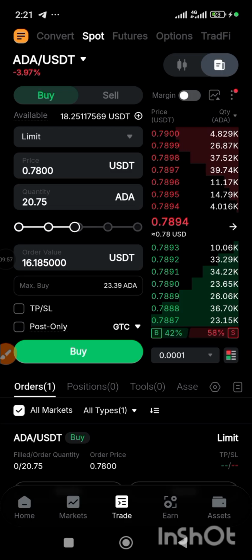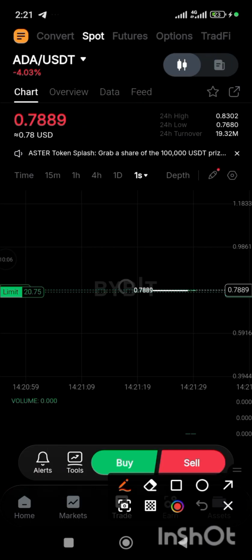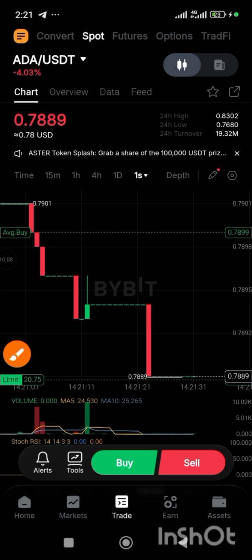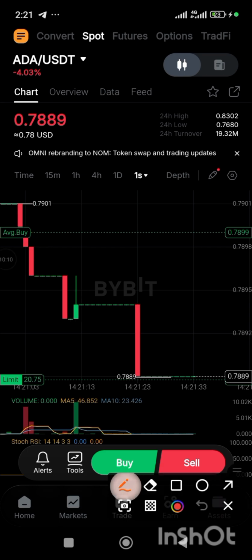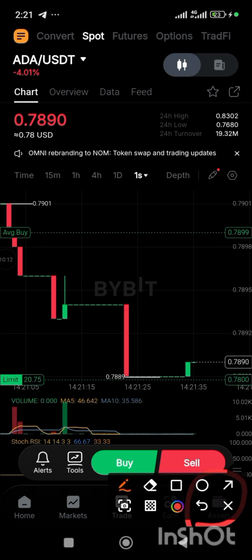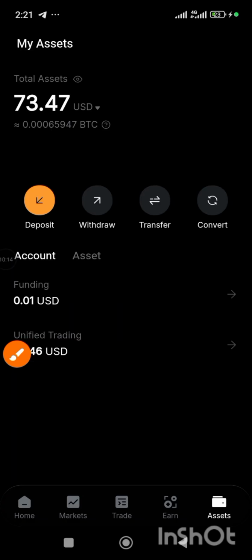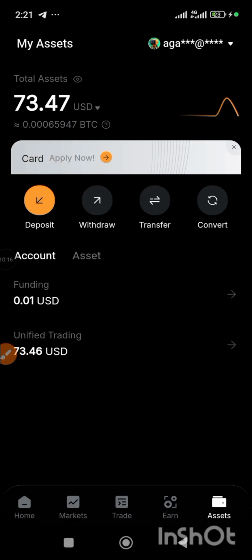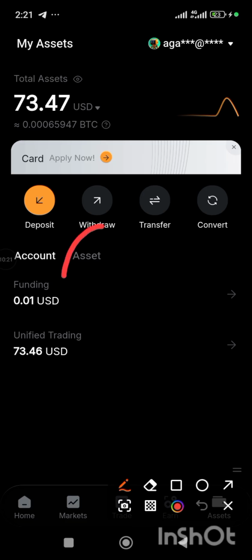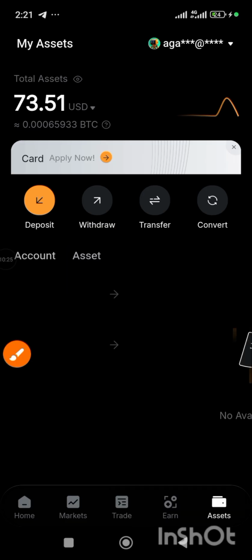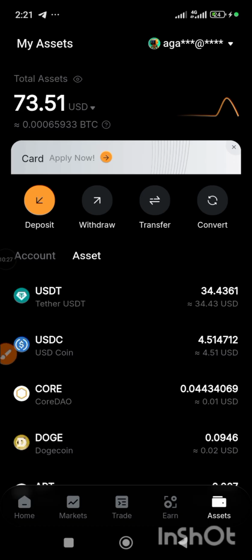Okay, now how do I know that for real I bought the ADA coin? I will check on my assets. This is my assets here. So I'm going to click on assets. Having clicked on my assets, this is the asset button. If I click on assets, I'm going to see the coin I have and the quantity. Once you click on that asset, you still open it here. If you click here, this should be the coin that I have.